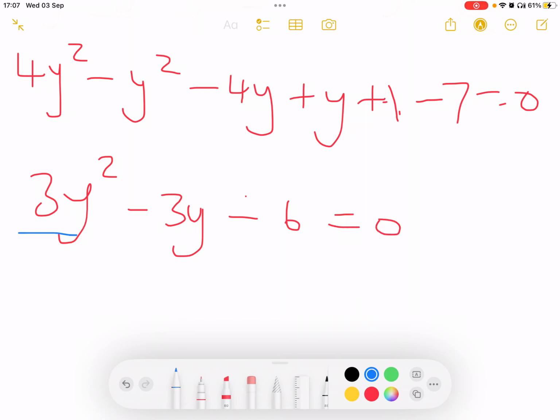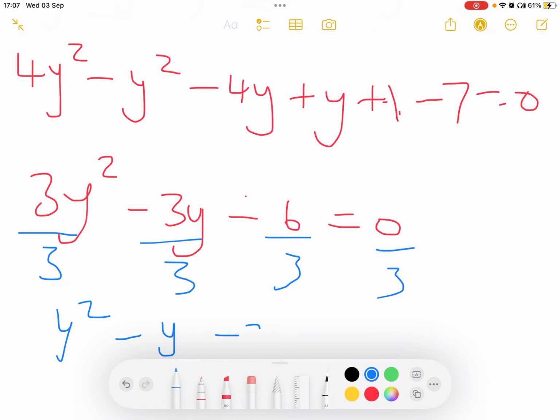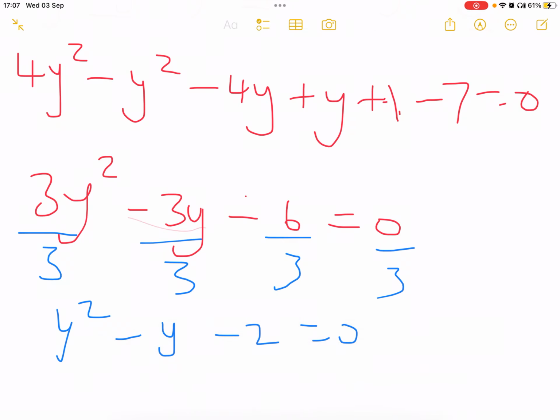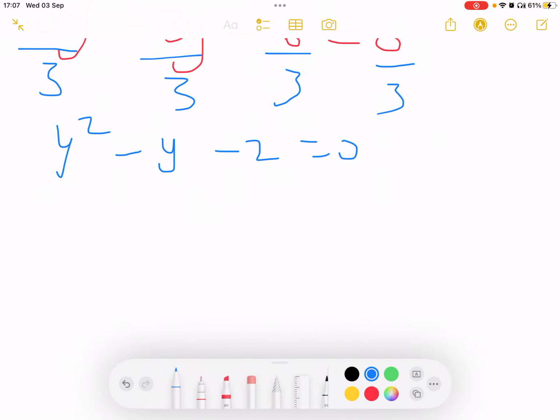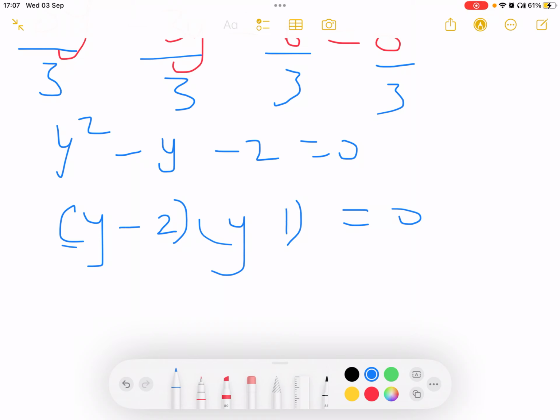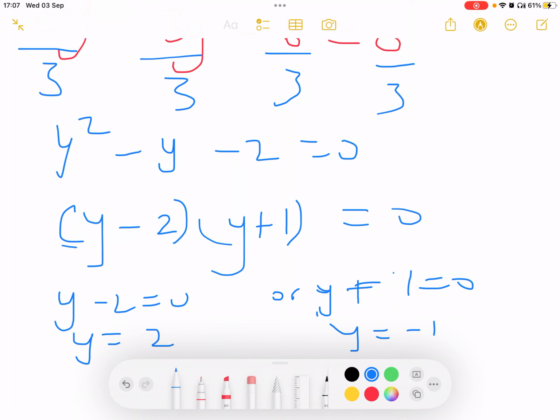Then we can divide throughout by 3. And y squared minus y minus 2 equals 0. That can simply be factorized by opening 2 brackets. So y, 2, and 1, negative and positive. So y minus 2 equals 0, or y plus 1 equals 0. And y equals negative 1, y equals 2.